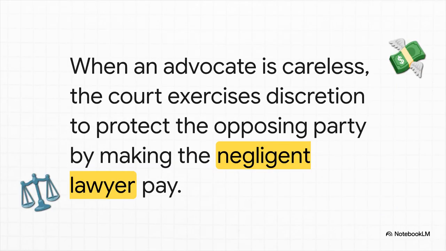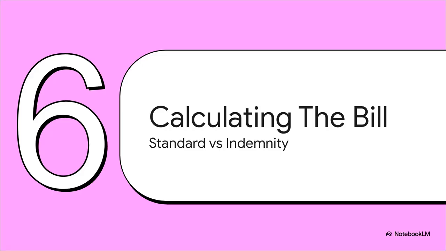The crucial point here is that the court uses personal cost orders as a weapon to maintain high professional standards and stop baseless litigation in its tracks. In Karpal Singh, after rejecting the lawyer's explanation, the judge ordered the lawyer to personally pay up. The court's main priority is protecting the innocent opposing party who was forced to spend money defending against a lawsuit that any competent lawyer should have known was conspicuously unmaintainable. And finally, Section 6. Calculating the final bill.